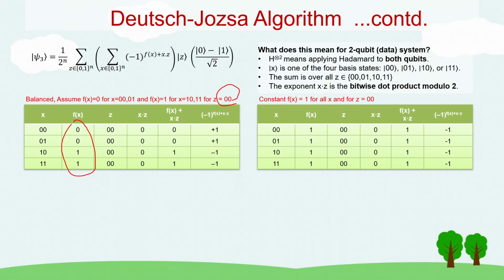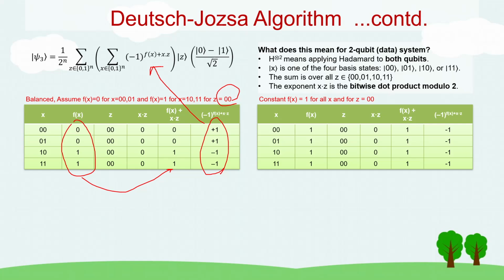Now f of x plus x dot z, this is a simple addition. So you will get the same thing as here because this is 0. And now if you apply minus 1 to the power of this, what happens? Whenever it is 0, it will become plus 1. Whenever it is 1, minus 1. Correct? This is what is represented by these. I hope you understand. It's not very complicated, right?